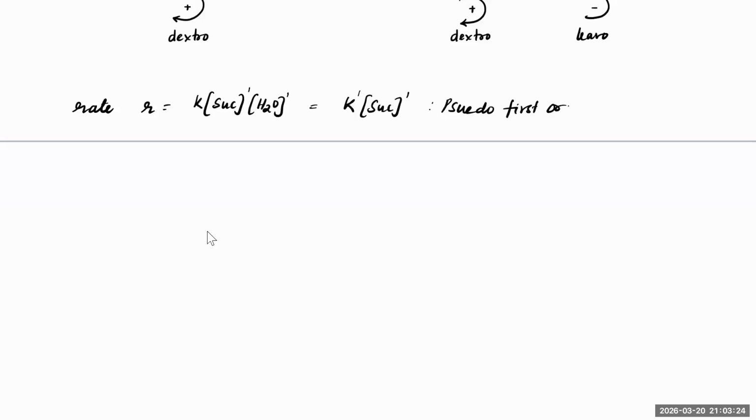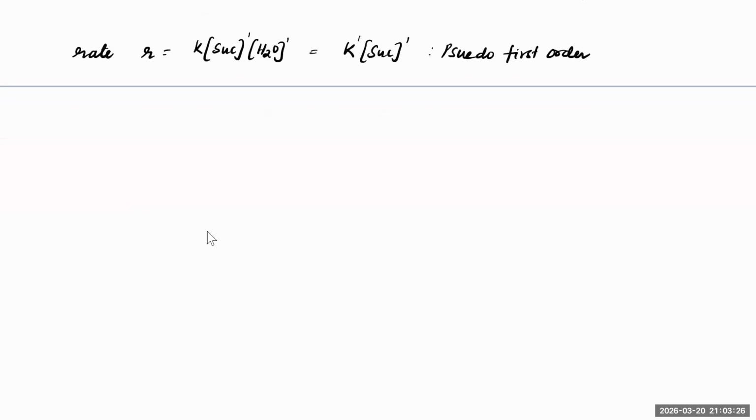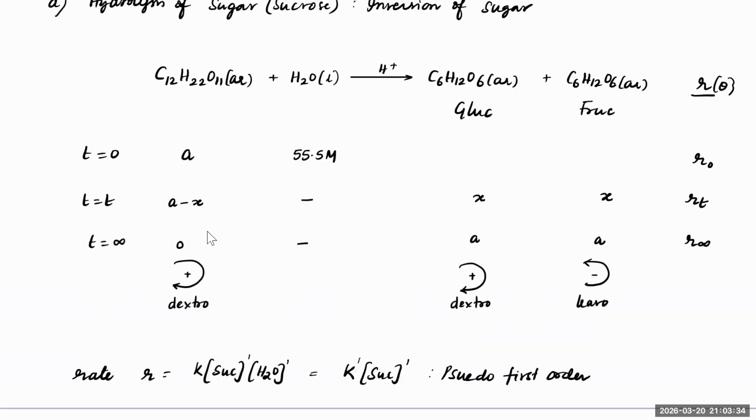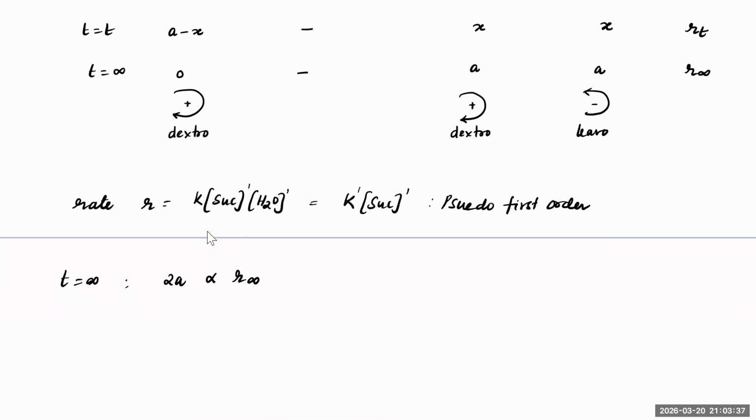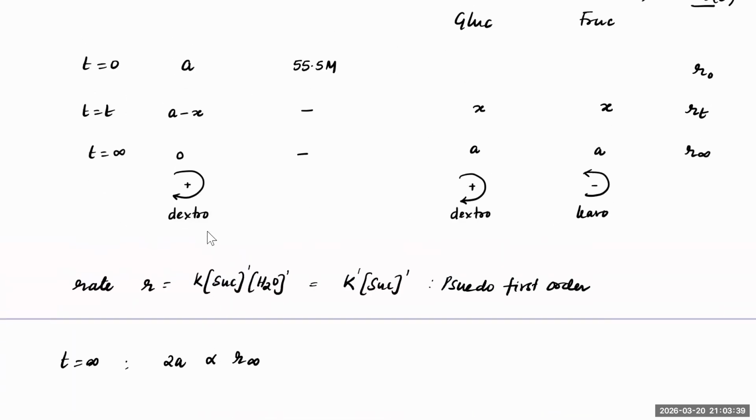Pseudo first order kinetics. Now you know that at t equal to infinity, 2a is proportional to R infinity. So what is that 2a here? That 2a is because of glucose and fructose together. And you know that glucose and fructose form in equal amounts. It doesn't happen that glucose quantity is more and fructose is less. They always form in equal quantities.